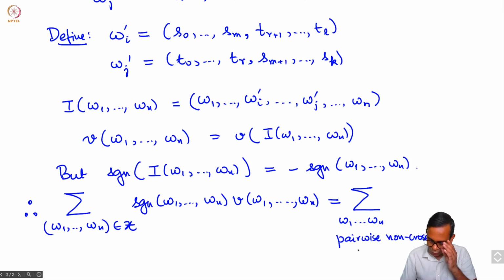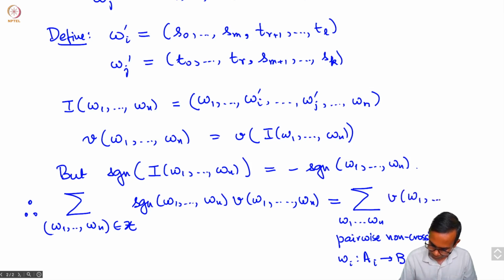And because of the crossing condition, this will imply that omega I goes from ai to bi. And so what we have is that the left hand side of the LGV lemma is equal to, all the terms cancel out except for the ones corresponding to pairwise non-crossing configurations. And so that concludes the proof of the LGV lemma.